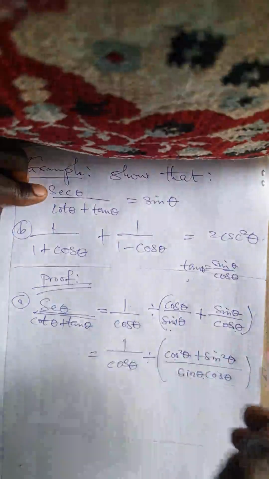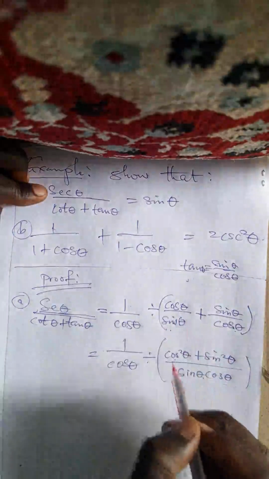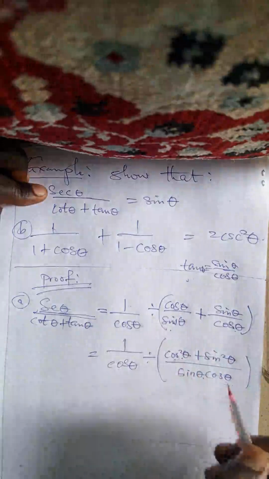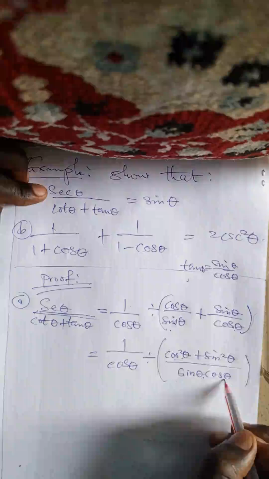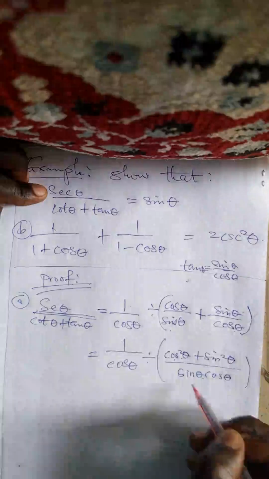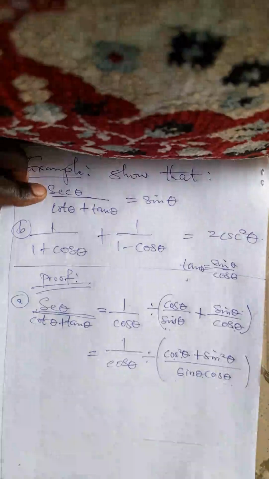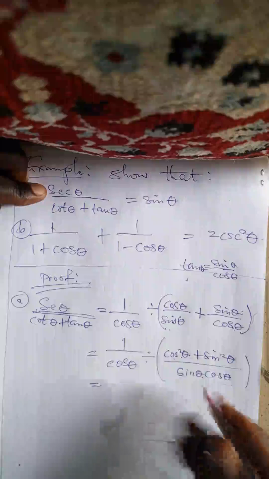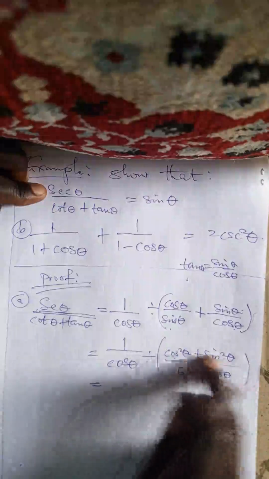You are going to have sine theta cos square theta divided by sine theta, that is equals to cos square theta. And then here you have sine theta cos theta times sine theta. You are going to have sine square theta cos theta, then divided by cos theta is going to be sine square theta. So this is equals to 1 from the Pythagorean identity.